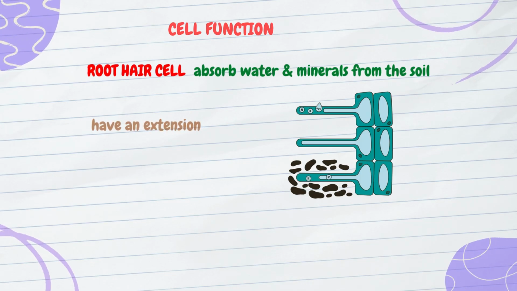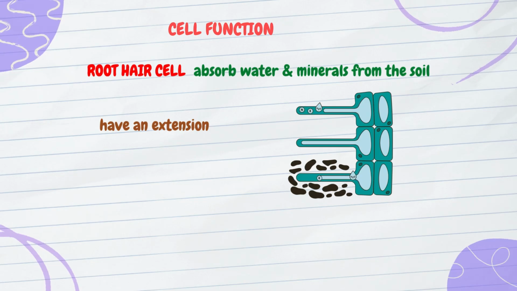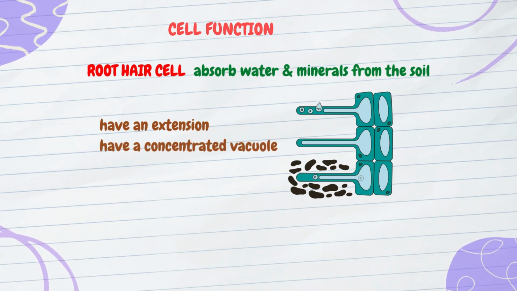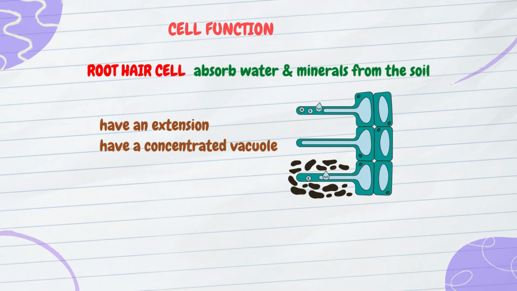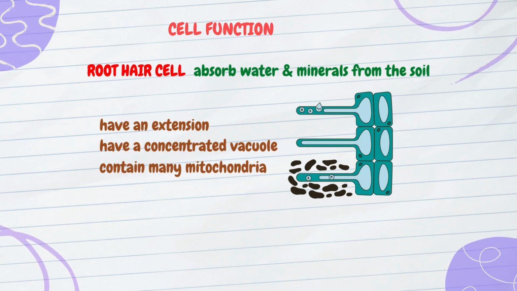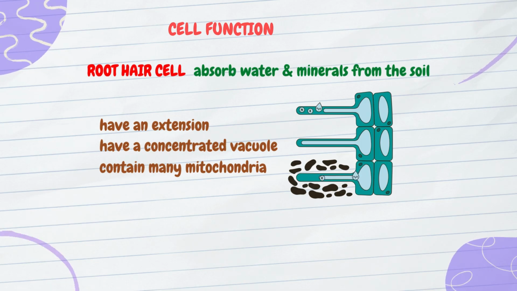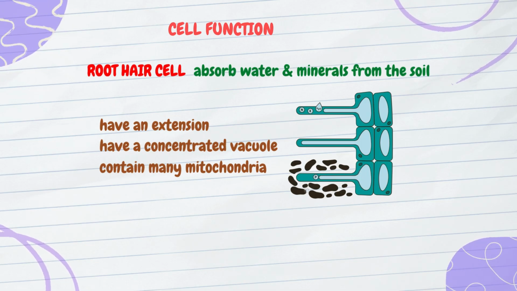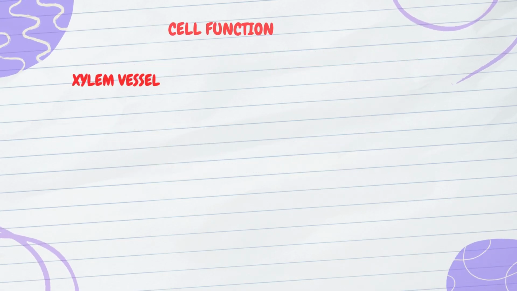These structures include an extension that goes through the soil, increasing the surface area for the absorption of water and minerals. They have a concentrated vacuole facilitating the movement of water from the soil into the root hair cell by osmosis, and they contain many mitochondria which provide energy for the absorption of minerals from the soil into the cell. Having all these features enables root hair cells to be suitable cells in plants for the absorption of water and minerals.